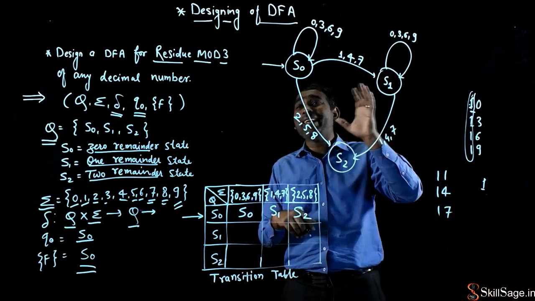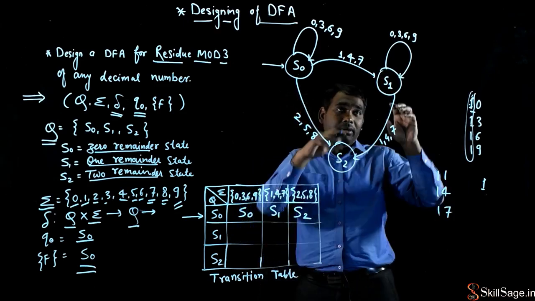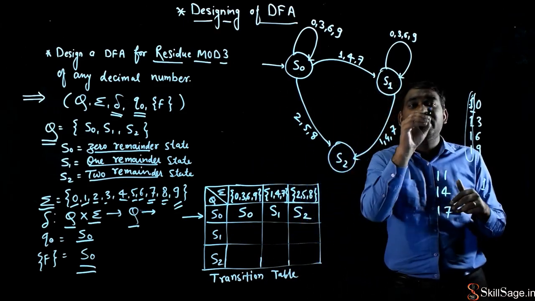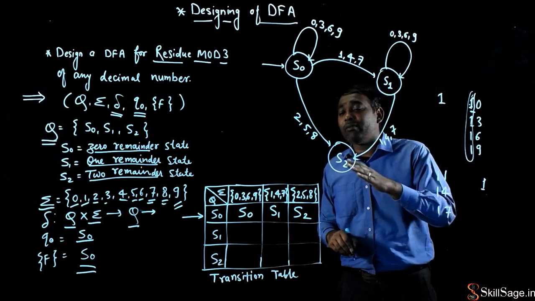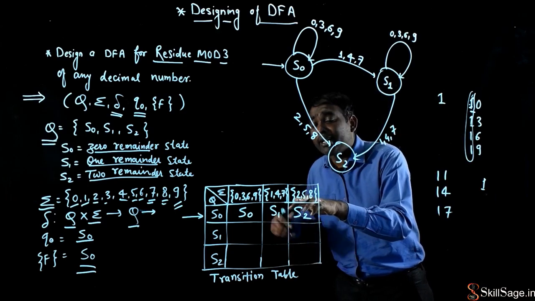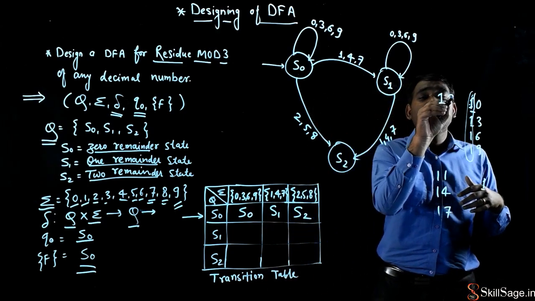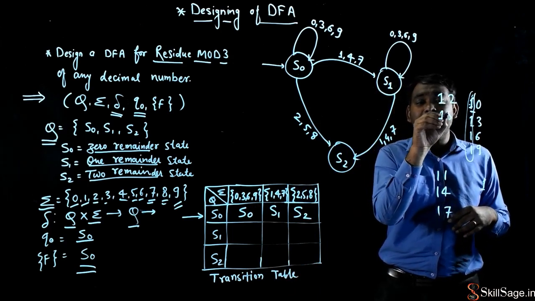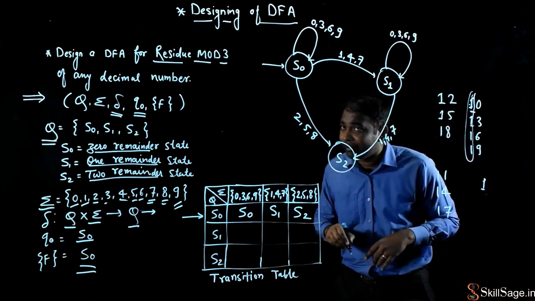So what about my next set? Next set is what? 2, 5 and 8. So current state is what? S1. My current state is still S1. That is my one remainder state. If it is my one remainder state and I am going to read the next input symbol, it is either 2 or 5 or 8. If it is 2, then the number becomes 12. If it is 5, then my number becomes 15. If it is 8, my number becomes 18.